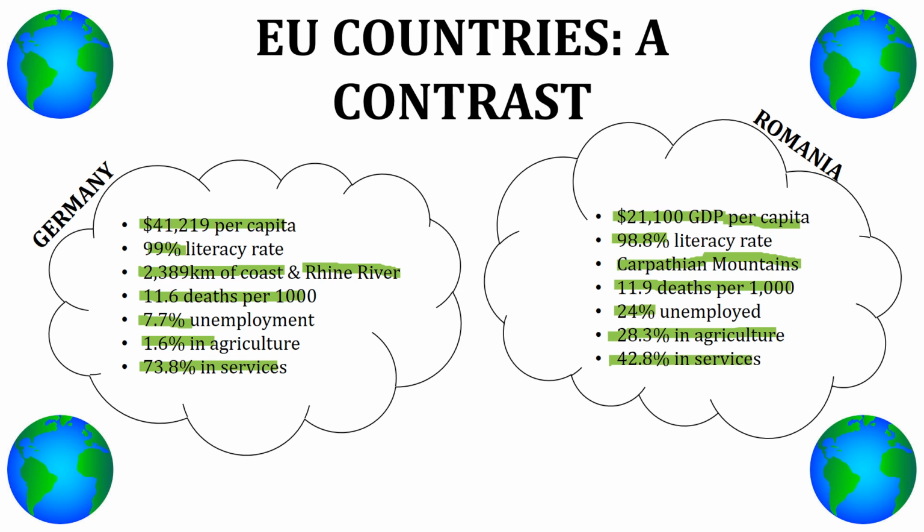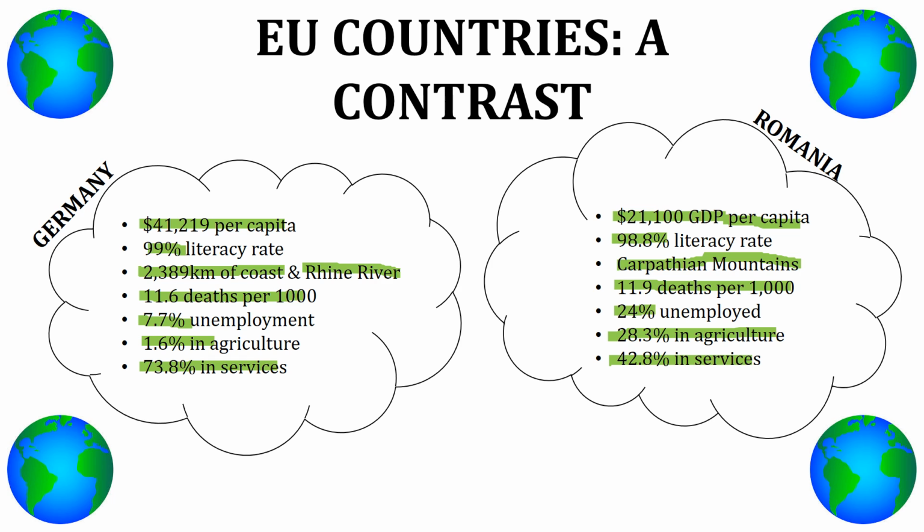In Germany, the GDP per capita is approximately $41,000 per capita, whereas in Romania it's approximately 21,100 GDP per capita. The literacy rate in Germany, it's 99%, whereas in Romania it's lower at 98.8%.